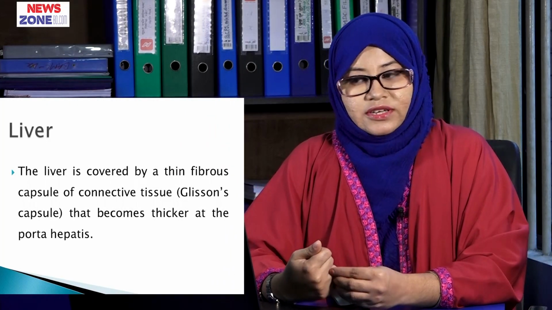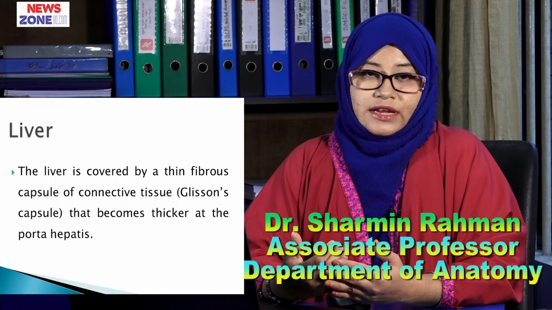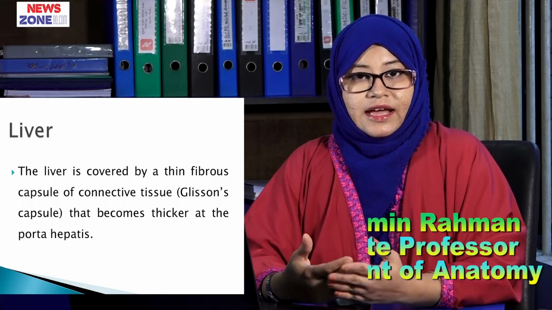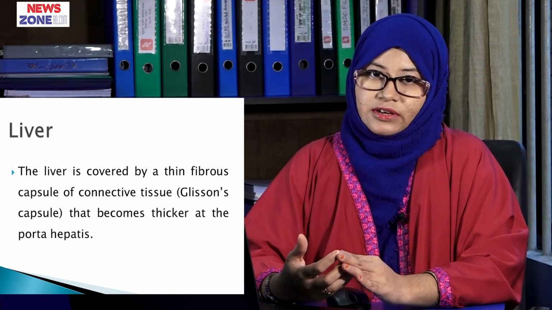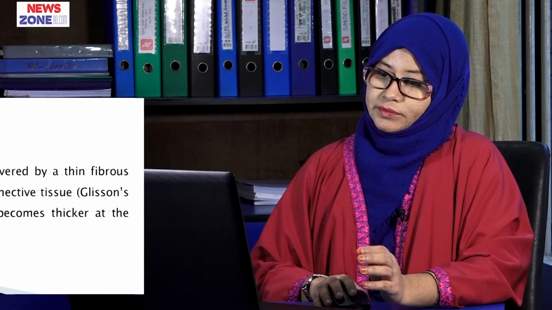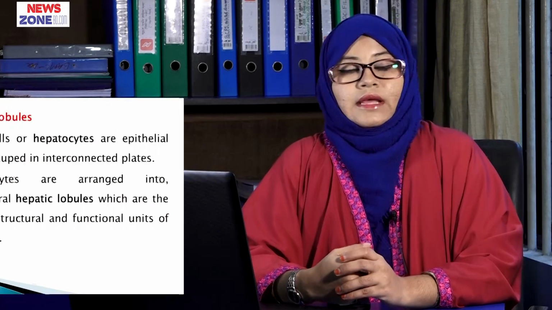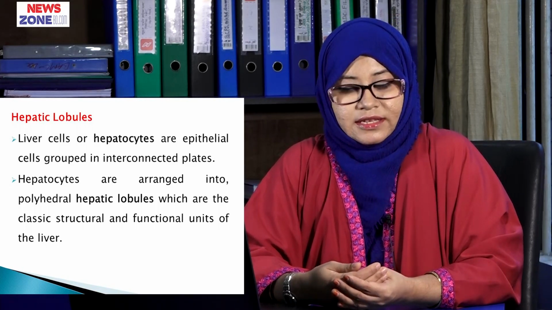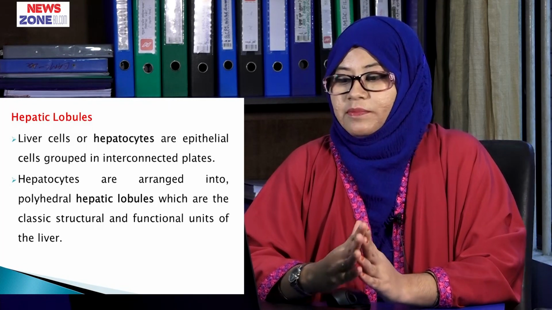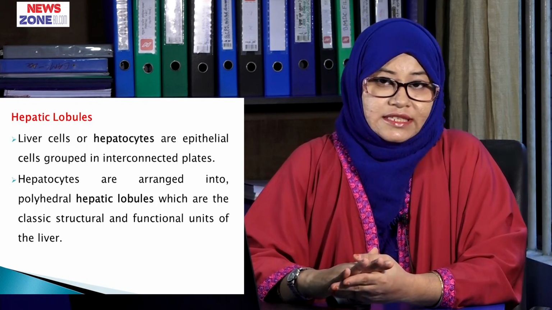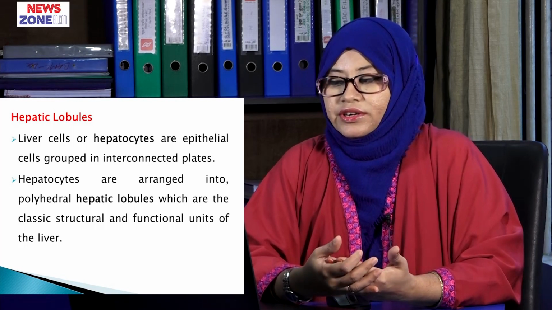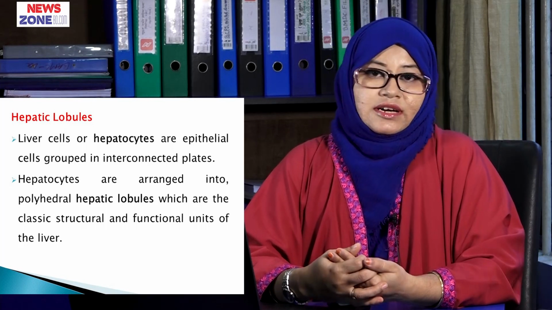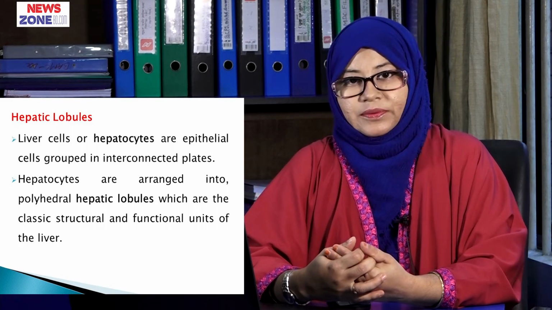The liver is covered by a thin fibrous capsule of connective tissue that is known as Glisson's capsule, which becomes thicker at the porta hepatis of the liver. Liver cells or hepatocytes are epithelial cells grouped in interconnected plates. These hepatocytes are arranged into polyhedral hepatic lobules, which are the classical structural and functional unit of the liver.